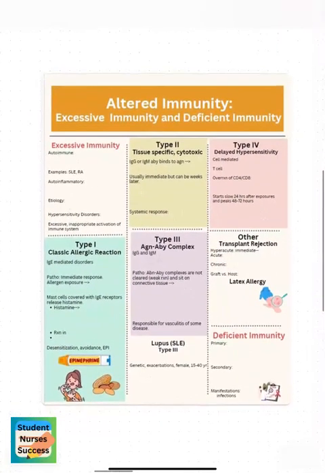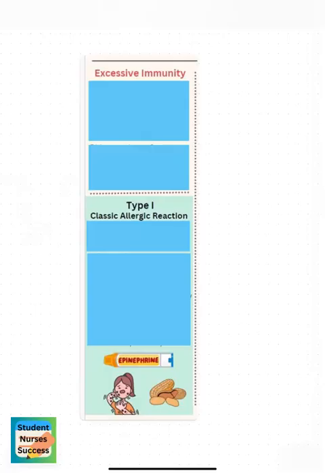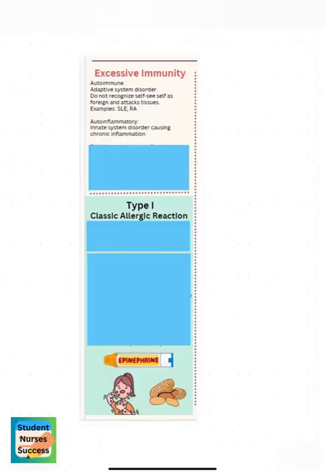And here we have our blank map. Now I've divided it into three columns just to keep us on track and give me enough room to write. The first thing we want to talk about is excessive immunity. Excessive immunity can be autoimmune or autoinflammatory, and these terms can be a little confusing. They kind of mean the same thing. They both mean there's too much immune response. It's out of proportion to what is necessary.